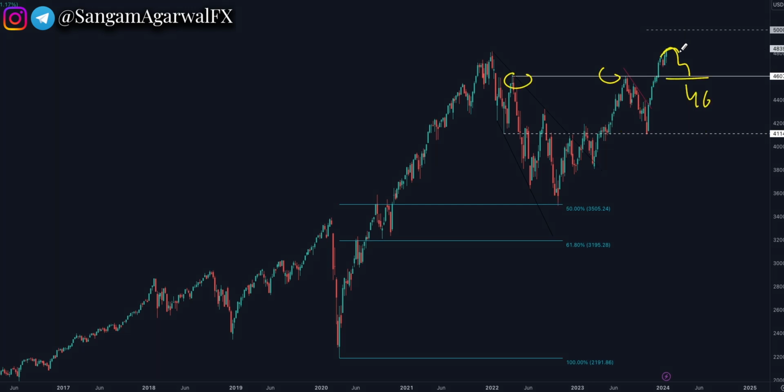As a technical correction, if it comes down, 4600 will be the first big support level. But above 4600, technically it is bullish with zero sign of trend reversal. And right now there is a huge crowd of double top sellers. Until all of them die, it will not stop.